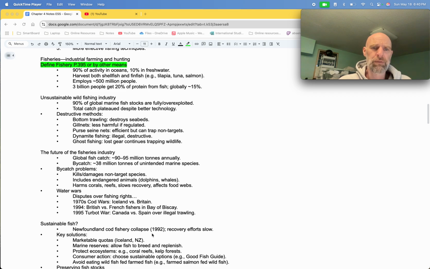Purse seine nets, efficient but can trap non-targets. So that's the thing of it. That's what we call bycatch. We'll get into that down here. Dynamite fishing. It's illegal and destructive and rather nasty. I might show a clip. If you look up Crocodile Dundee, dynamite fishing, you'll see something.